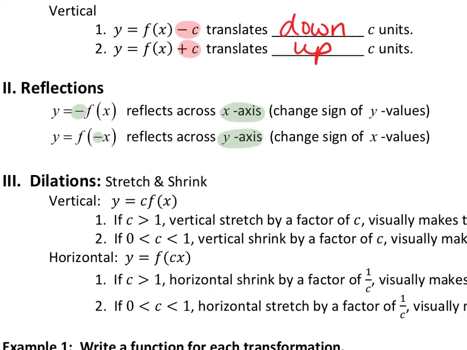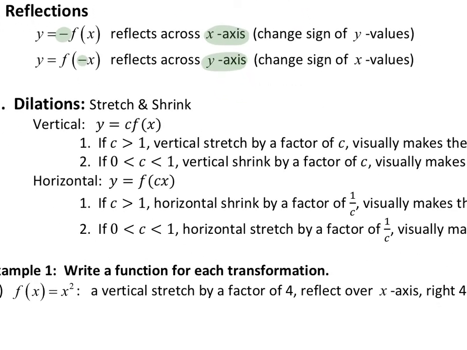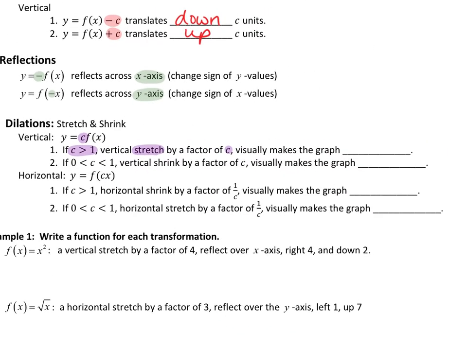We can also dilate our functions, which is changing the size or the shape of them. If we were thinking about parabolas, it would make it skinnier or wider. Okay, we can do that vertically or horizontally. Vertically, the number is going to be multiplied in the very front, sometimes having to be distributed. If that number in the very front is bigger than 1, so 1.5, 3 halves, 5, 10, 8,000, it's going to be called a vertical stretch by a factor of the same number, c. So visually what happens is it makes the graph narrower.